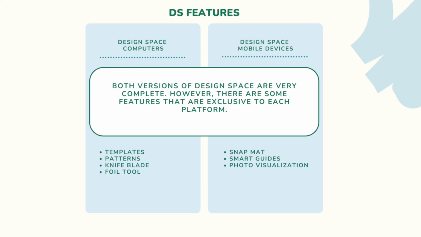Design Space is available as a software for computers and as an app for mobile devices. Both versions of Design Space are very complete. However, there are some features that are exclusive for each platform. These are some features that are currently exclusive on computers: templates, patterns, and the ability to use the knife blade and foil tool. These are exclusive to mobile: Snap Mat, Smart Guides, and photo visualization.